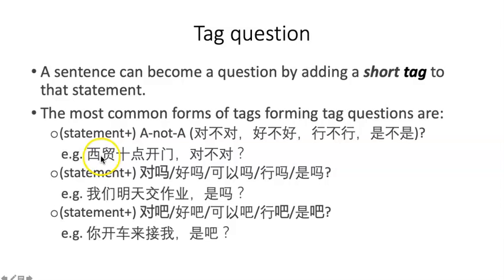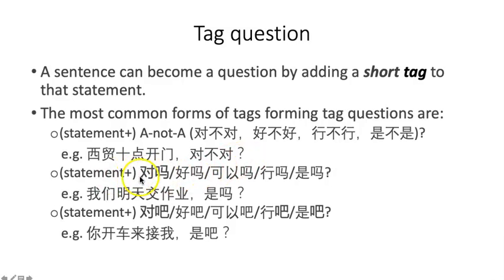For example, for this A not A tag, 西茂10点关门，对不对? So, 对不对 comes after this statement. This is what we call a tag, this is a tag question. This is different from the A not A question as we discussed earlier.